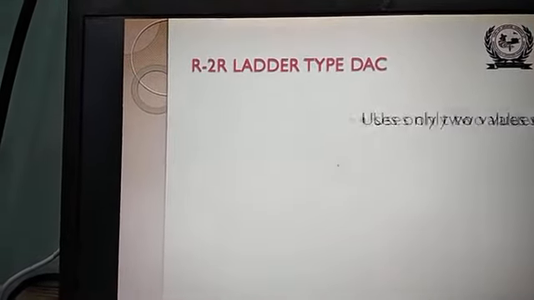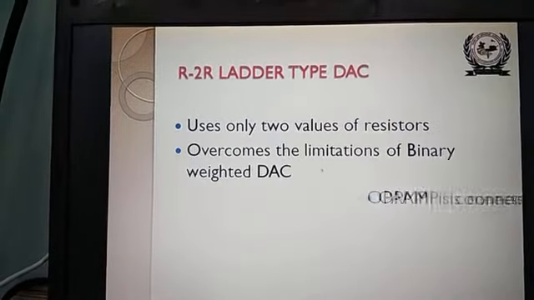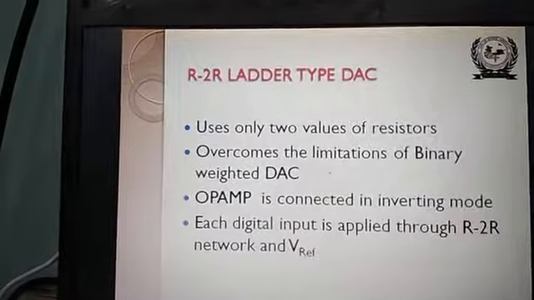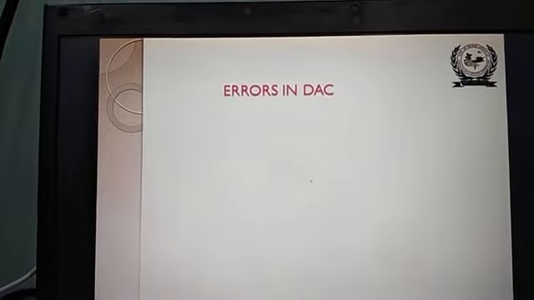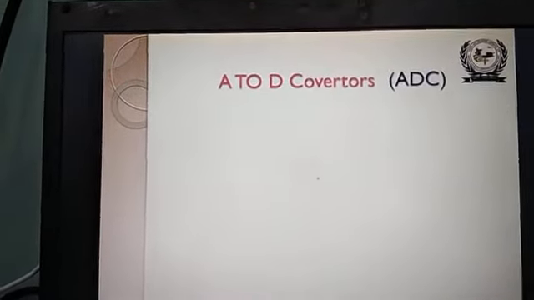And for the R to R ladder type DAC we have seen some specifications and some points in this video, the output equation of R to R ladder network, and then errors in DAC. These errors we have seen. Now we are going to study A to D converters.